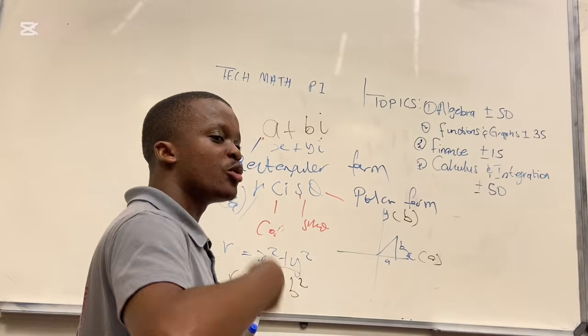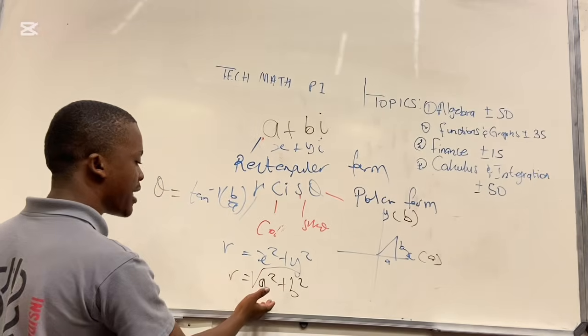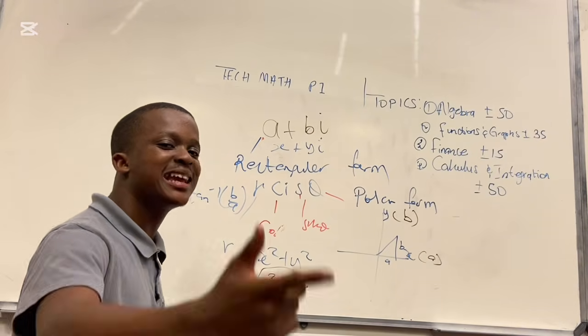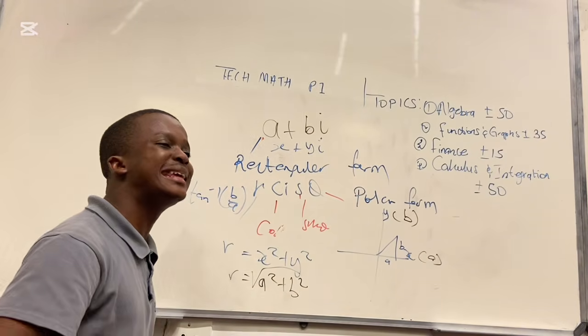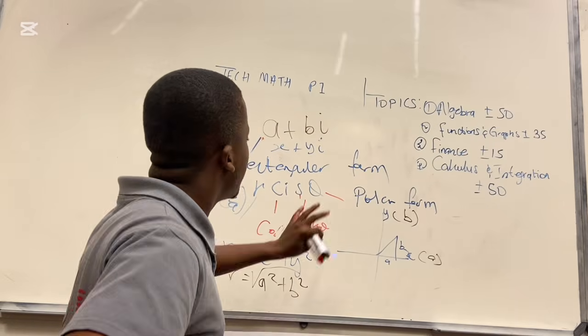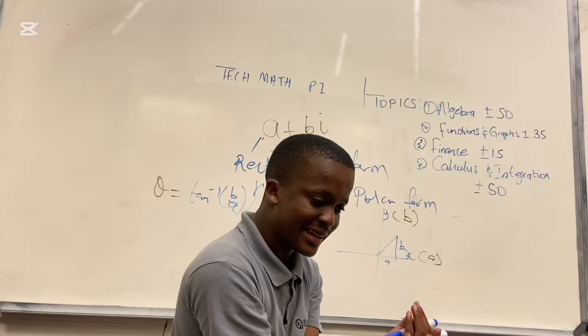So that's how you get the angle. If they ask you the argument, this is what you use. If they ask you the modulus, or the absolute value, the synonym of absolute value is the modulus. Very, very important.